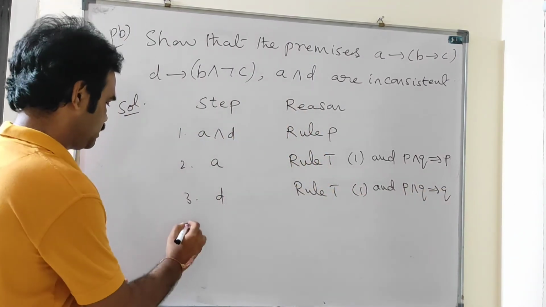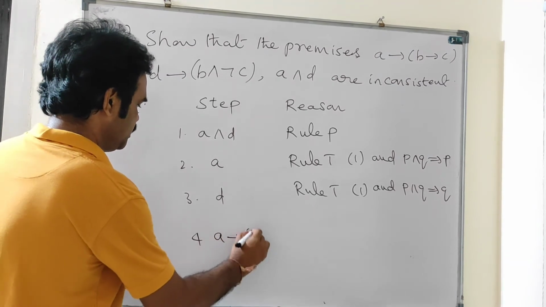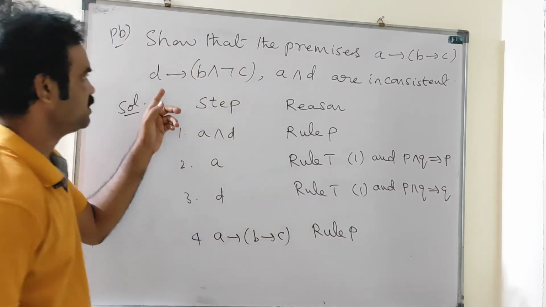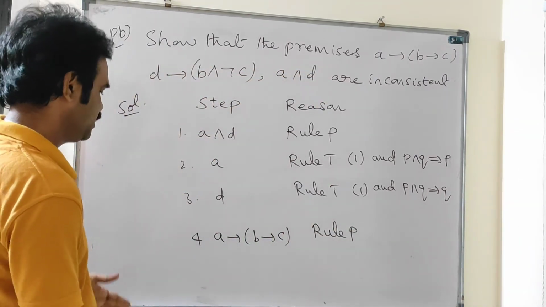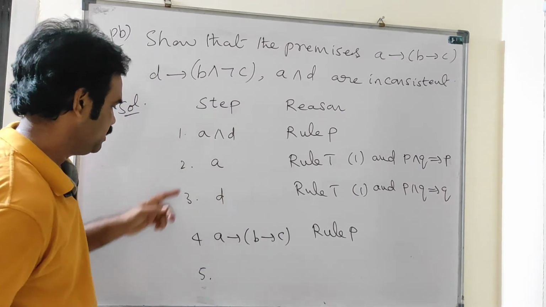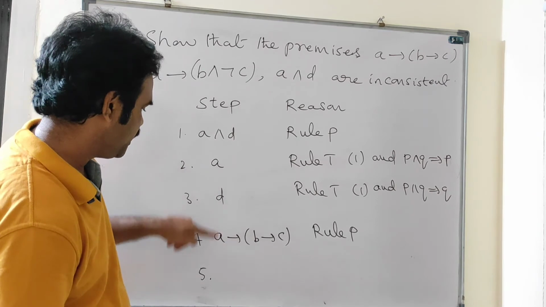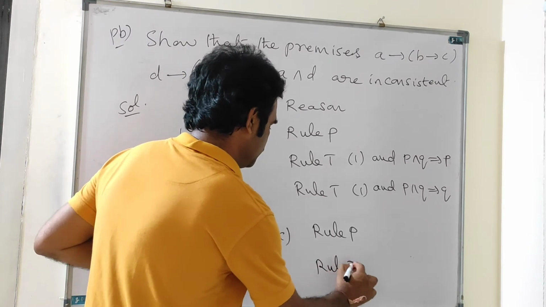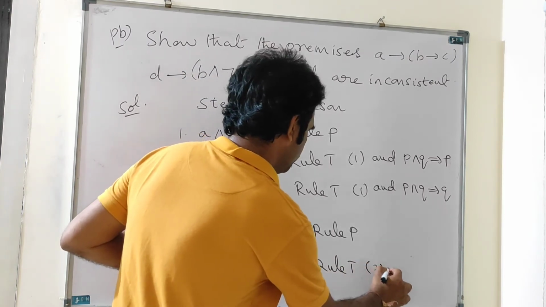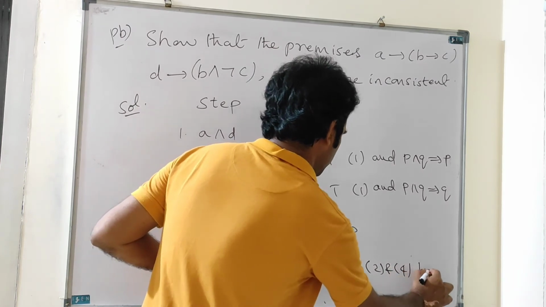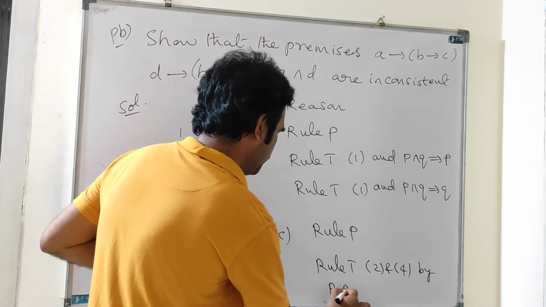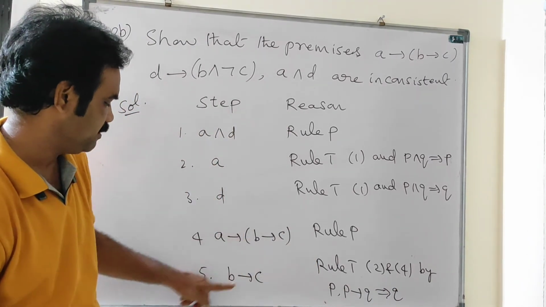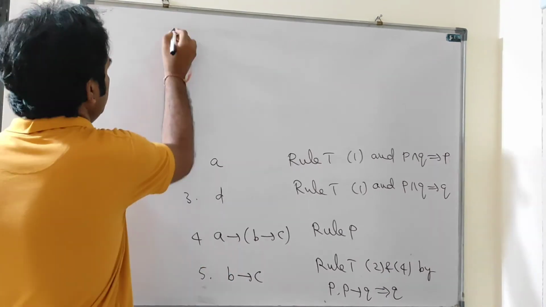Okay. Next, fourth step. A implies B implies C. This is rule P. This is in given premises. Okay. Next, see the second and fourth steps. A and A implies B implies C, we get B implies C. Rule T, using 2 and 4 by modus ponens, that is P and P implies Q imply Q. That is modus ponens.